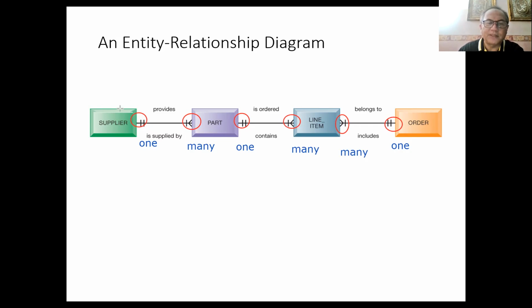Supplier is an entity. Part is an entity. Line item is an entity. Order is an entity. So we can infer one supplier provides many parts, and one part is ordered by many line items, and many line items belong to one order, or the other way around. One order includes many line items containing one part, and many parts are supplied by one supplier.